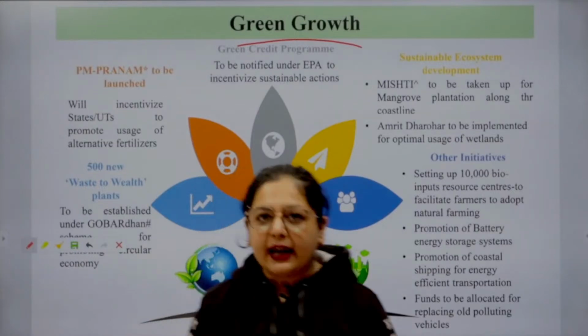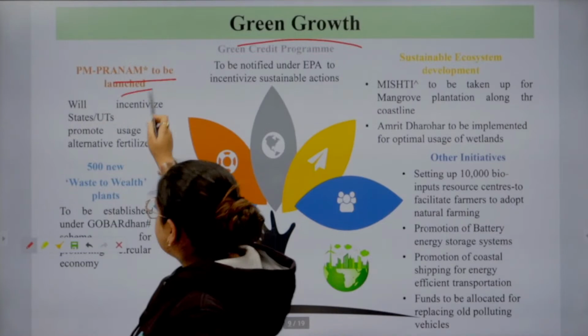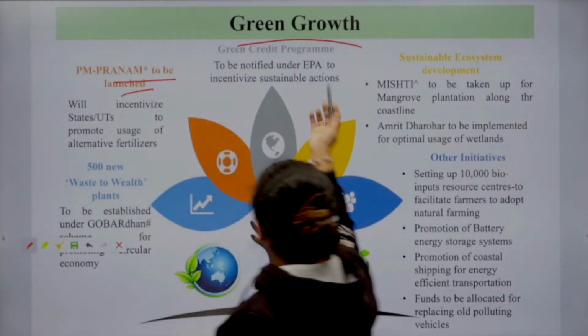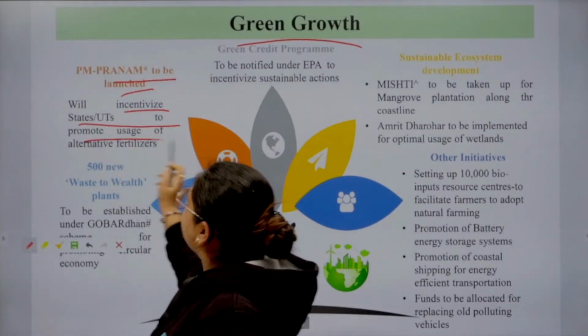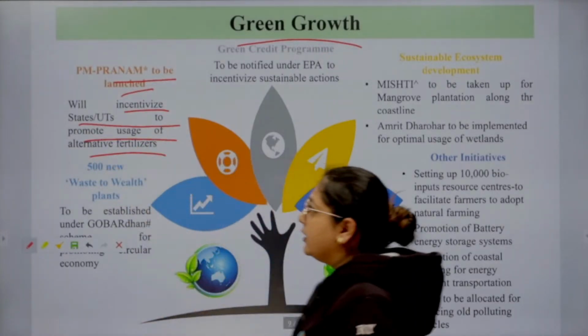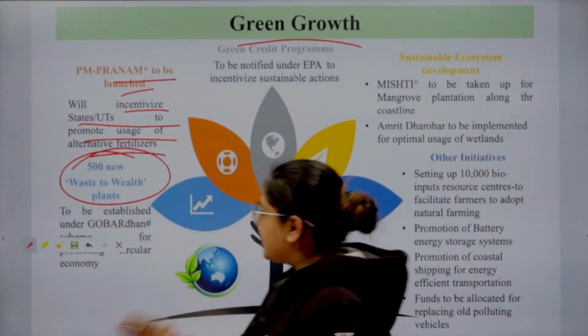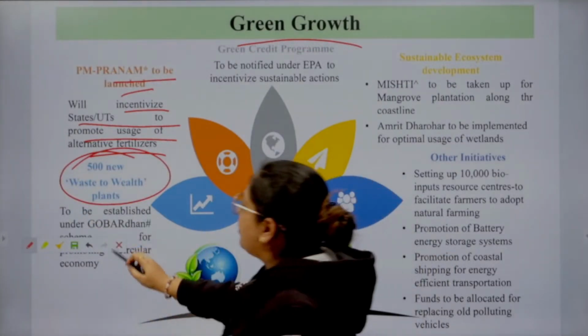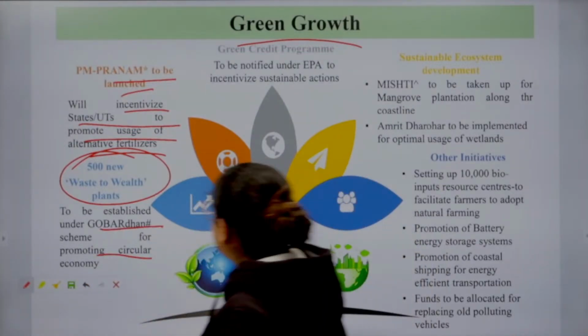caught everyone's eye in this budget, and here PM Pranam is to be launched, which is again related to the green energy. So it will incentivize the states and UTs to promote the usage of alternative fertilizers, right? So 500 new waste to wealth plants will also be established under the Gobardhan scheme for promoting the circular economy.